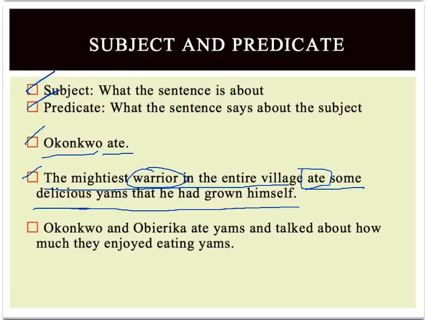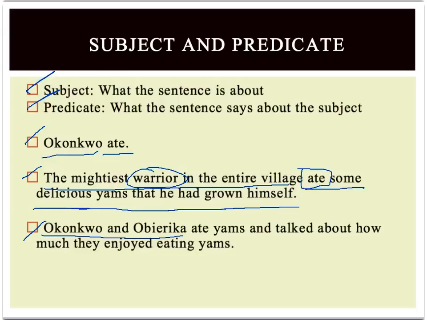Let's take a look at a different kind of sentence. Okonkwo and Obarika ate yams and talked about how much they enjoyed eating yams. Now this sentence is an example of what we might call a compound subject and a compound predicate. The subject of this sentence is Okonkwo and Obarika. So that's the complete subject. It's a compound subject because there's two different subjects, Okonkwo and Obarika.